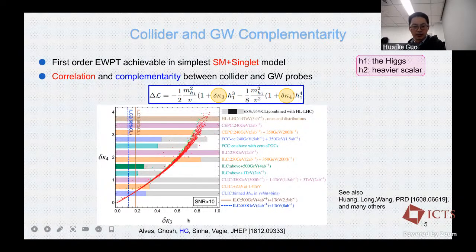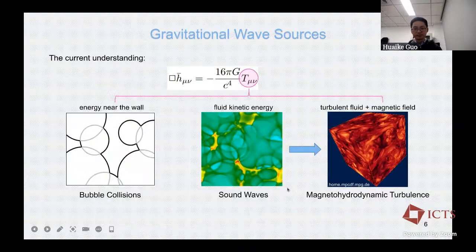This is just one simple example of this complementarity. This is work done with Tathagata and other collaborators several years ago. Of course, similar studies exist in the literature. For example, Andrew and collaborators did this a long time ago.